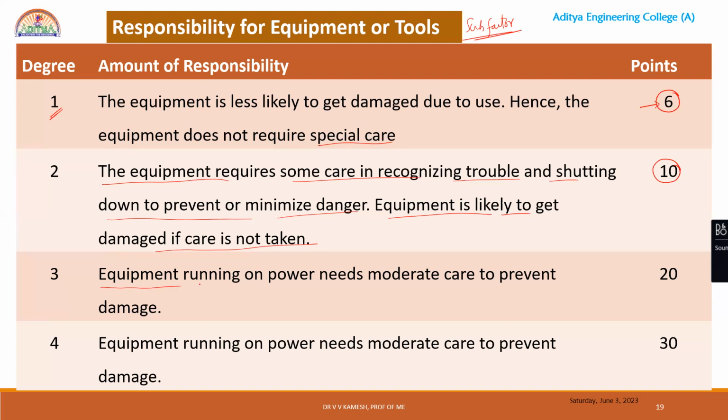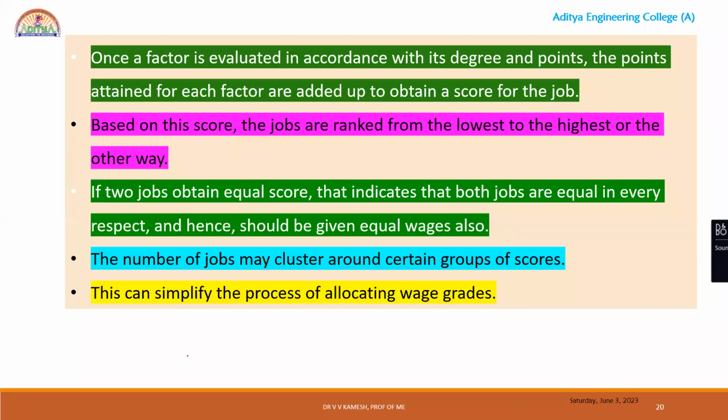And third degree, equipment running on power needs moderate care to prevent damage. So there may be power fluctuations, there may be manual handling, right? So equipment needs more and more care. So it is 20 points. And equipment running on power needs moderate care to prevent damage, and to the higher sense. So it is 30 points.